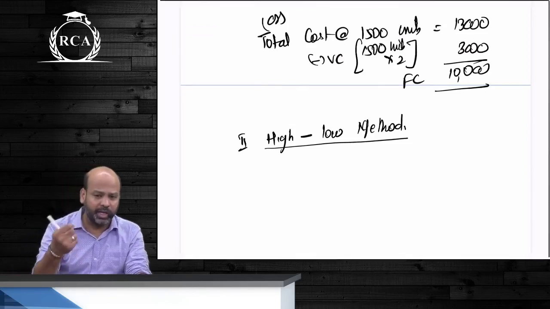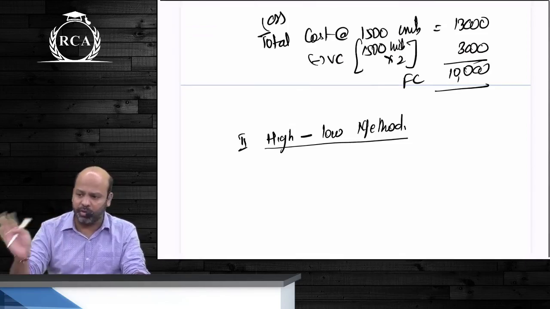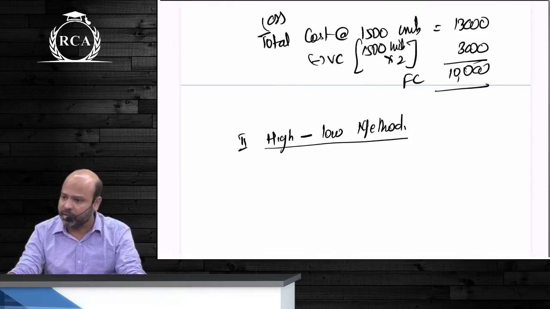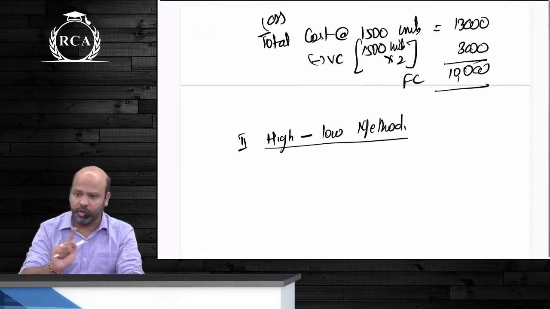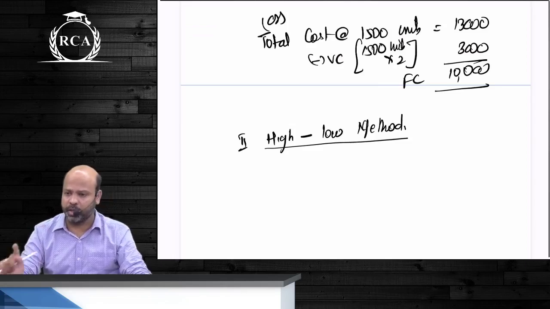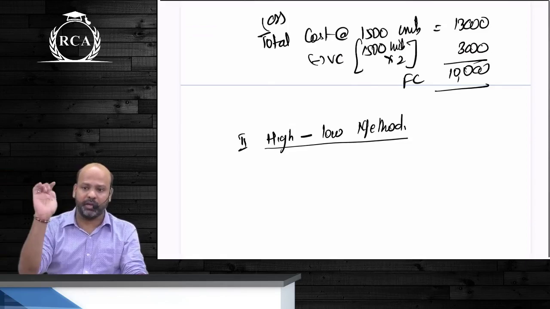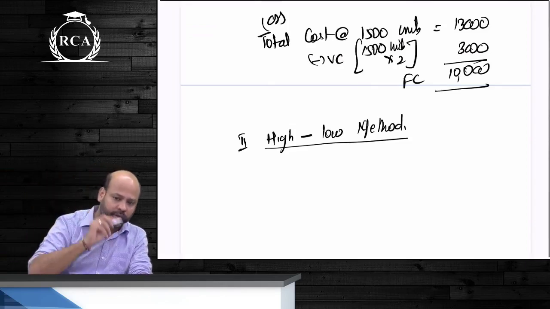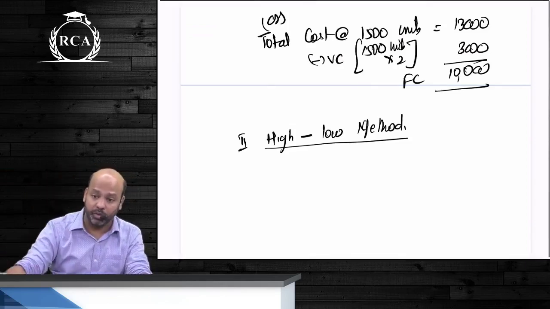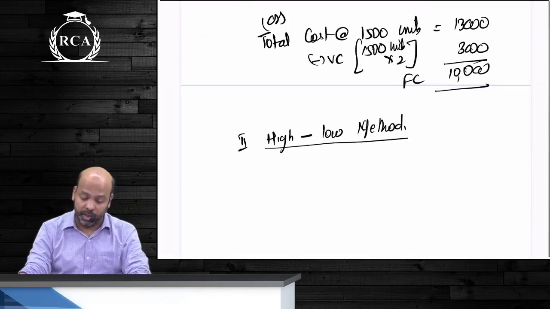It does not make any difference for us, beta, because all our examples will have a linear relation. When I say linear relation, variable cost per unit is always constant. Whether you randomly pick up any two activity levels or whether you pick up the highest or the lowest activity level, the answer is not going to change. Are we clear about that, Ekansh?